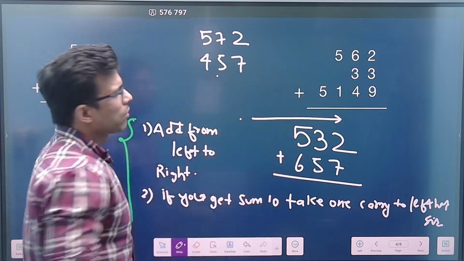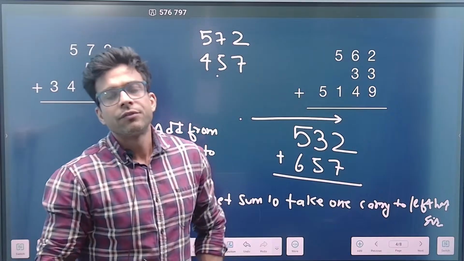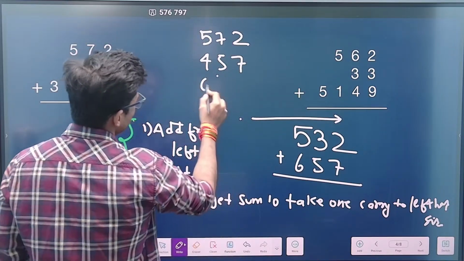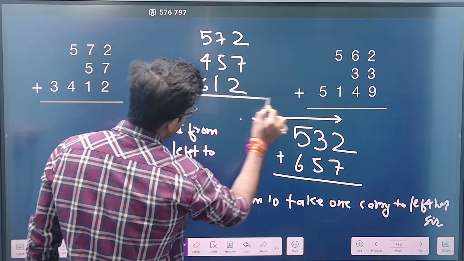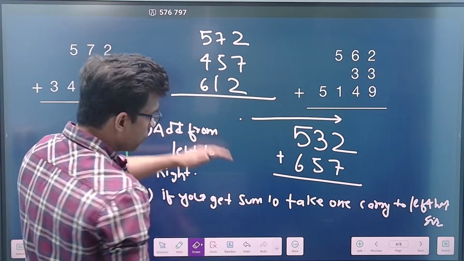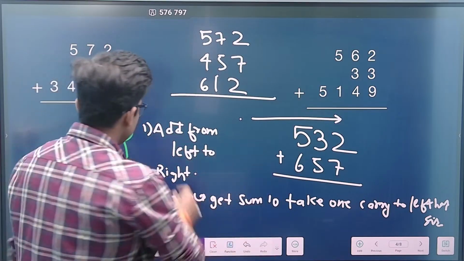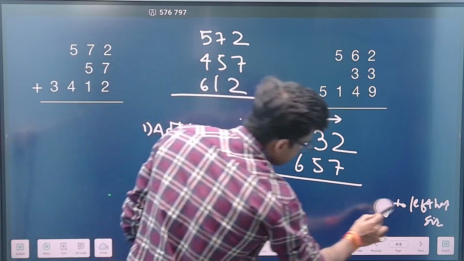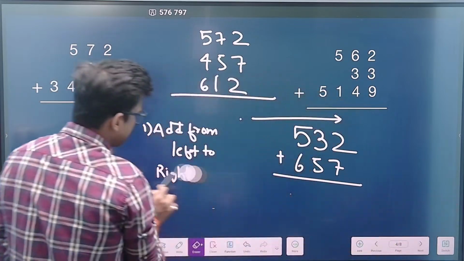Can we take one more number, 572, 457, and let's take a number 612. My point is to add this number. Okay, I'll erase these rules. I hope you are getting the rules. Okay, so I'll erase this rule. I will request all of you to share the session.